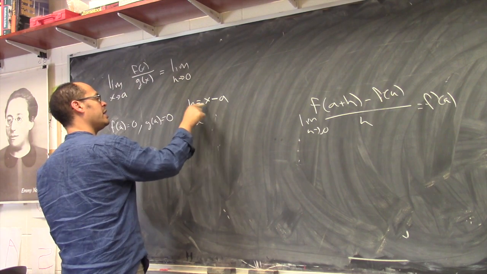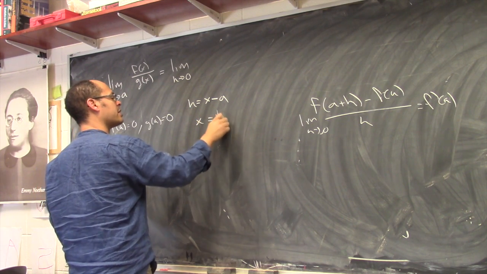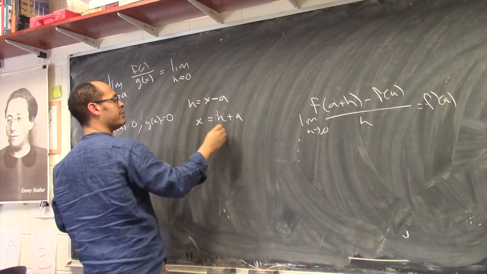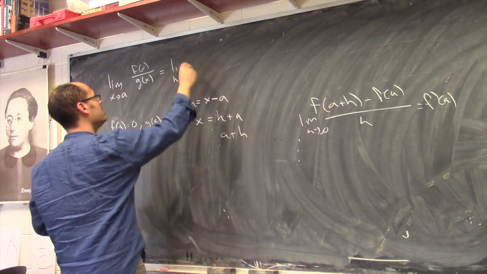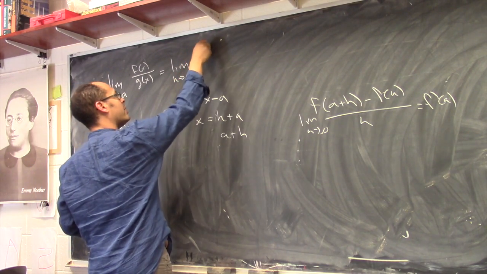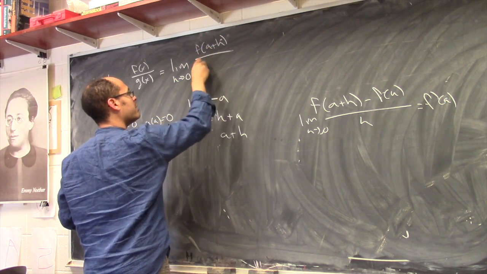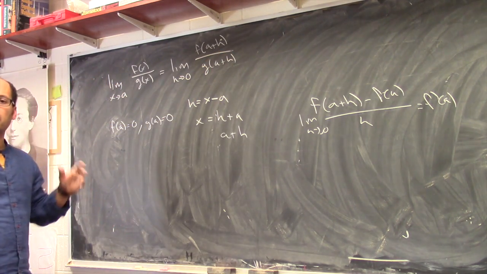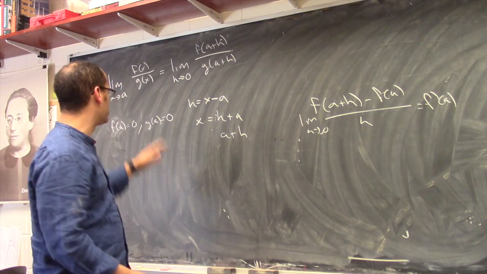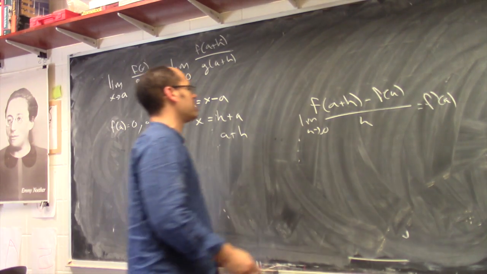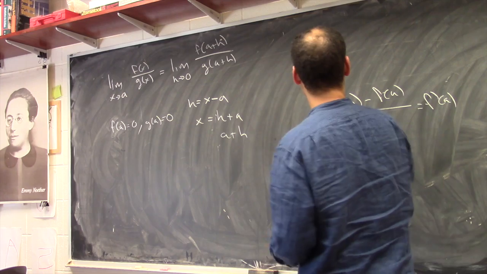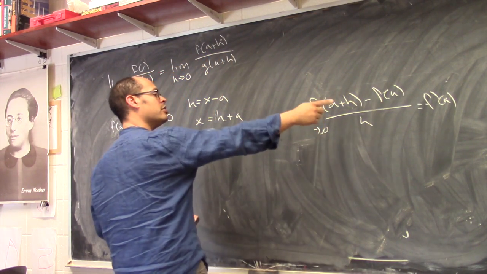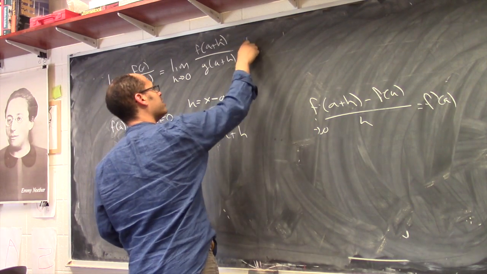Of course, to say h is x minus a is the same as saying x is h plus a, or a plus h, which maybe sounds a little better. So I'm looking at the limit of f of a plus h divided by g of a plus h. And I'm letting h get small so that the top and bottom are getting close to f of a and g of a, which was the original limit that I wanted to try to evaluate. This is a little bit better because I have this chunk of my difference quotient, but let me modify it by subtracting off the other chunk.